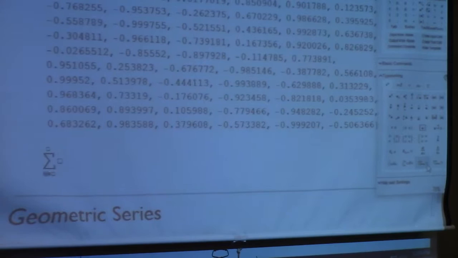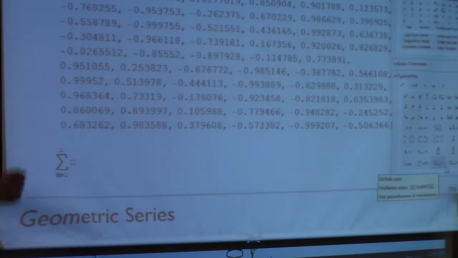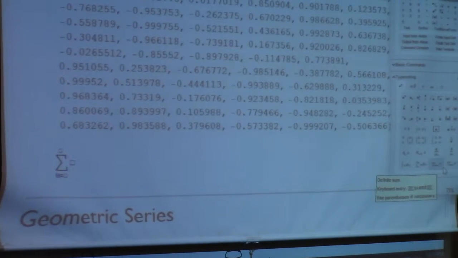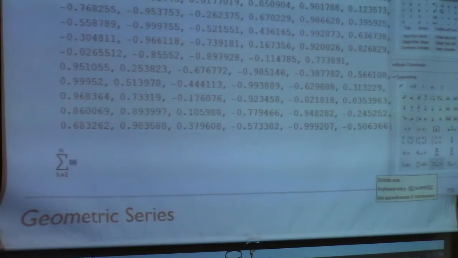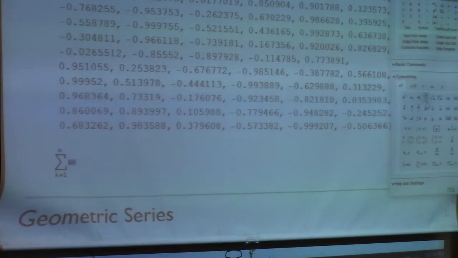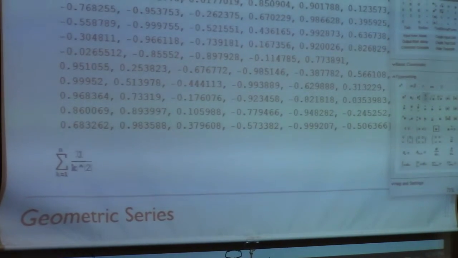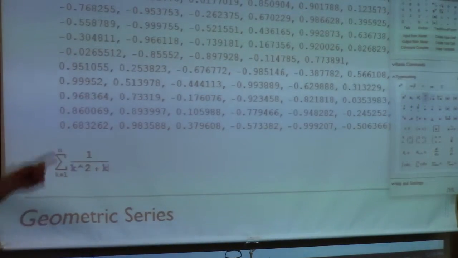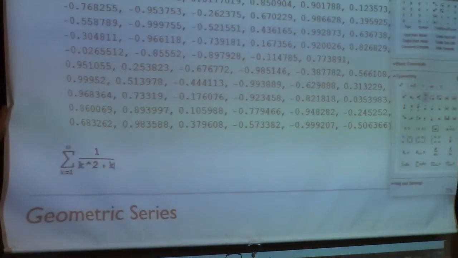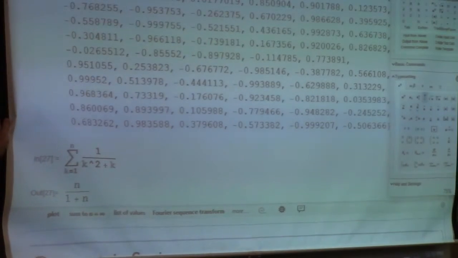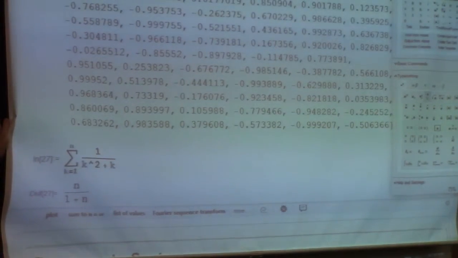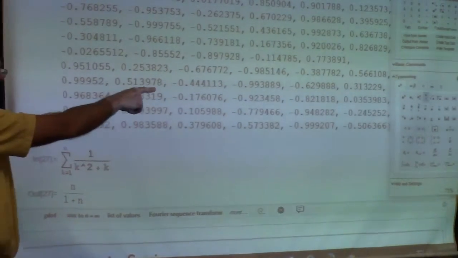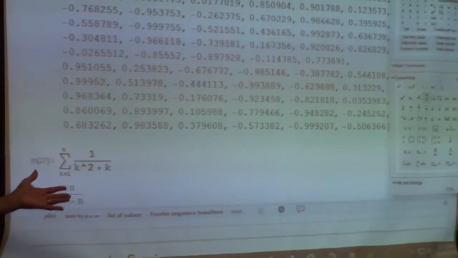Notice I pressed the summation button here. We've done that before with Riemann sums. K equals 1 to n of 1 over k squared plus k. I think Mathematica will return n over n plus 1. Yep. Our conjecture is correct. Is that difficult to prove without Mathematica?